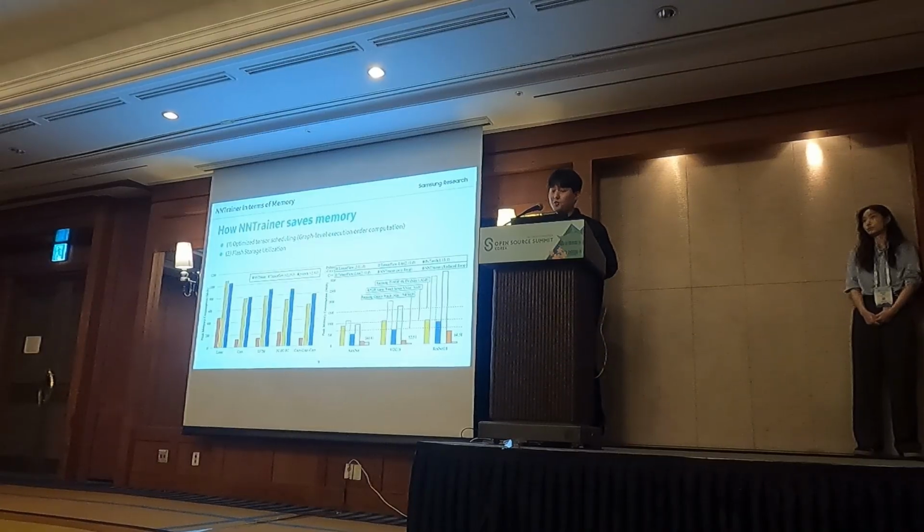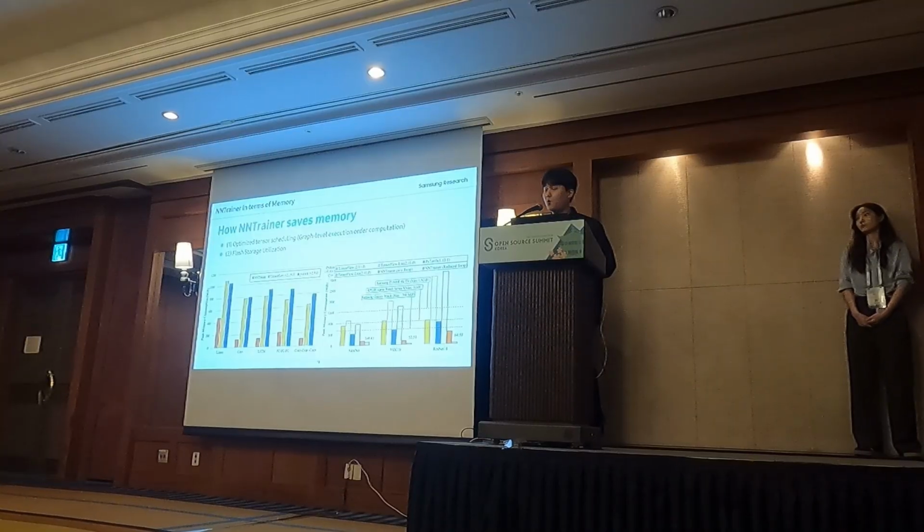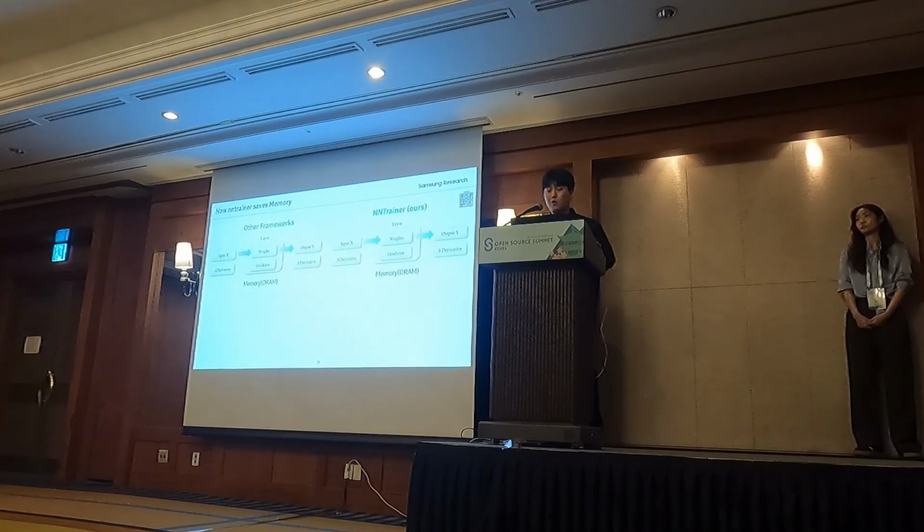We implement many features and algorithms in NN Trainer. Today I will explain two key concepts in NN Trainer. First, optimized tensor scheduling, which is graph level execution order computation. Second is flash storage utilization. These two features make it possible to achieve a dramatically lower memory footprint compared with other frameworks. First, I will explain tensor scheduling. Focus on the memory usage of a single layer while training.